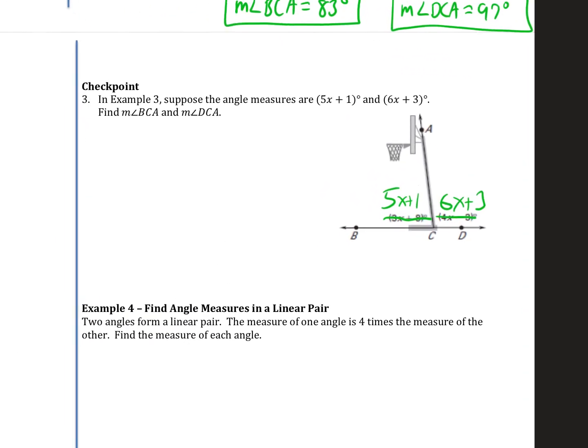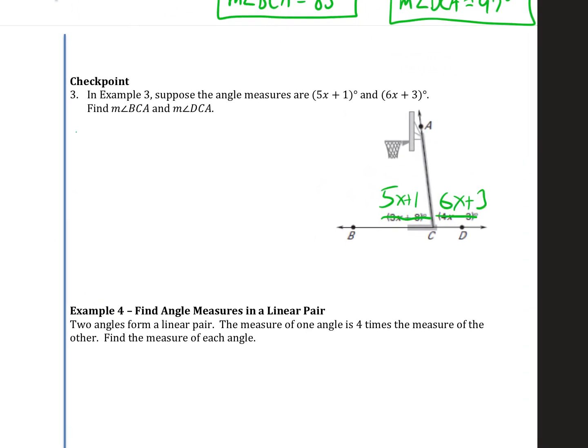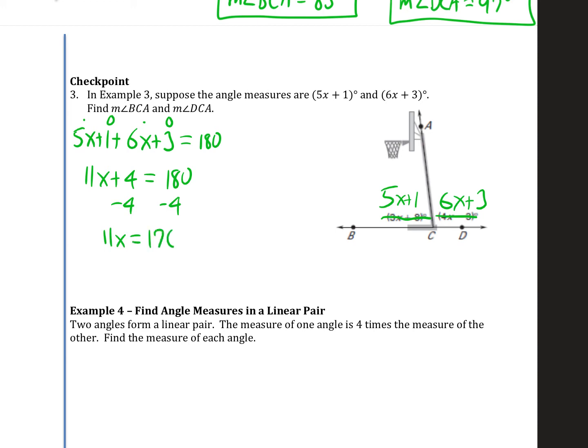Okay, same thing here. They add up to 180. They're supplementary. So we have 5x plus 1 plus 6x plus 3 equals 180. Combine like terms, 5x, 6x, 1 and 3. 5x plus 6x is 11x. Plus 1 plus 3 is 4 equals 180. Subtract 4. 11x equals 176. x should be divided by 11.